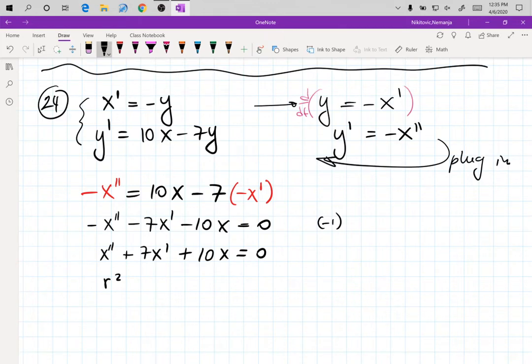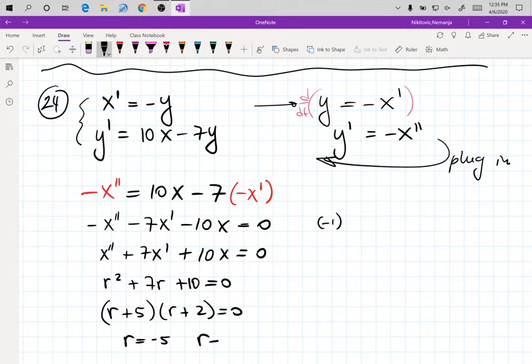Well, you can do the quadratic equation, obviously. If it's not factorable, who cares? There is a procedure for a third and a fourth degree, but there cannot be, there never will be a procedure for the fifth and above. So that's why we have to deal with all of this nonsense. r squared plus 7r plus 10 equals 0. This one factors, so r plus 5, r plus 2, to give us -5 and -2.